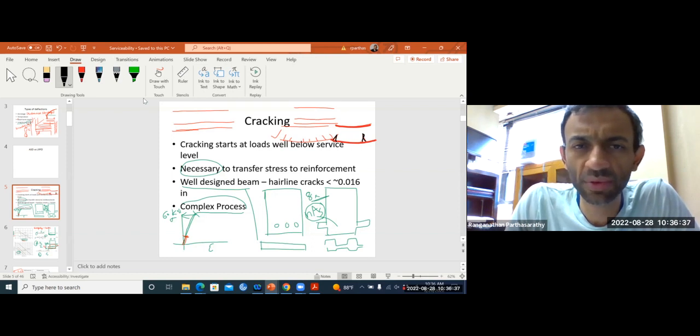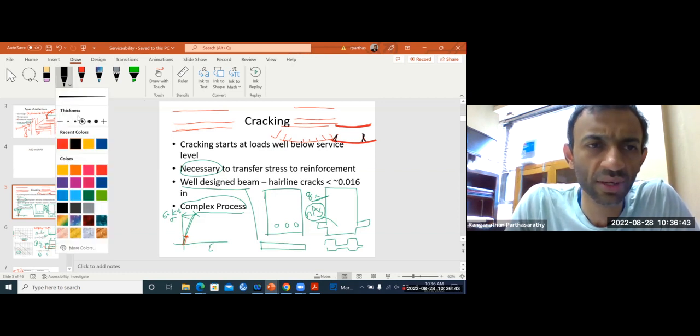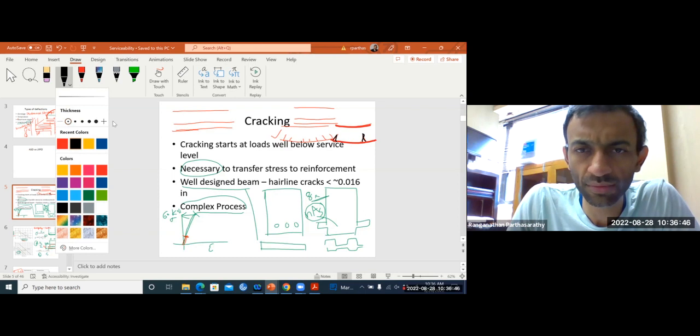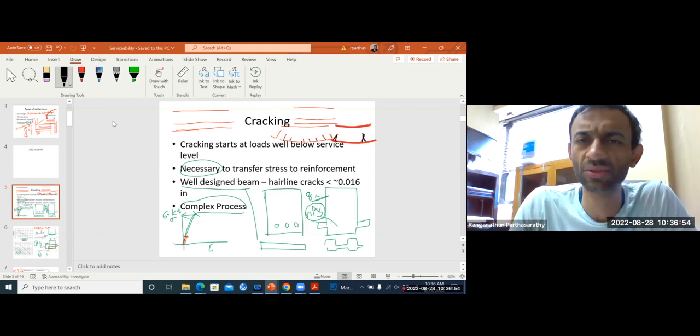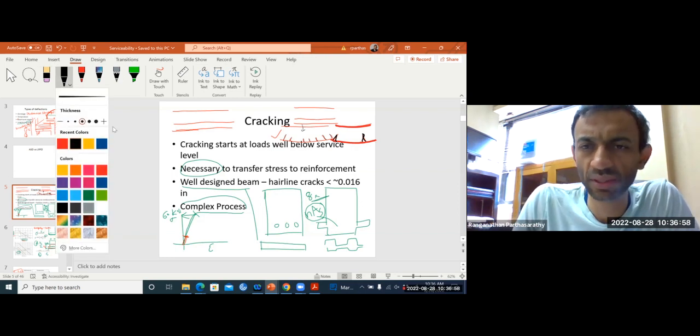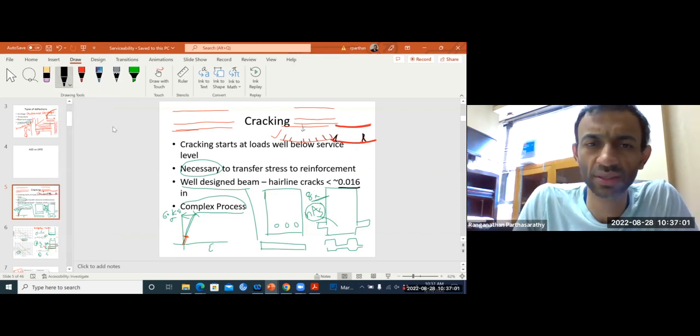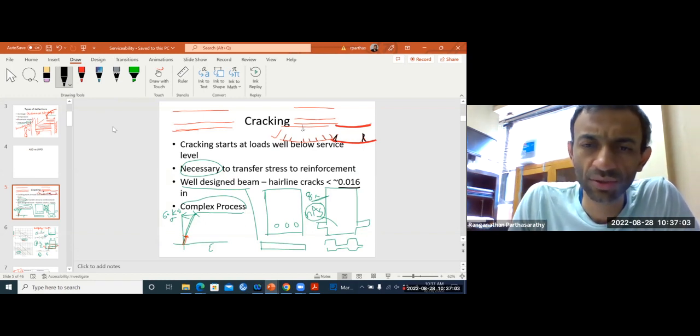And if you look at the beam which has many smaller cross-section rebars, then it will have many hairline cracks. They are not wide, but they are numerous all along the length of the beam. That is what we prefer. We want the cracks to be within 0.016 inches.